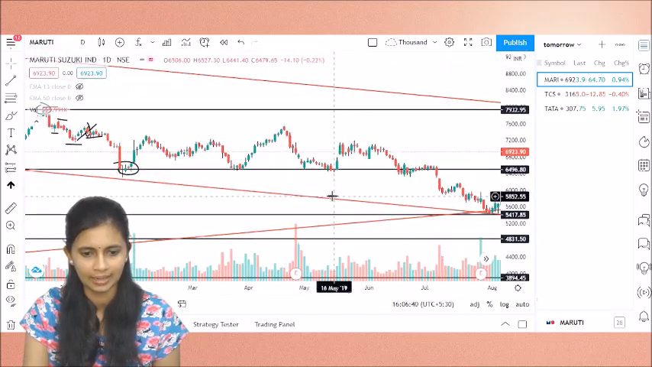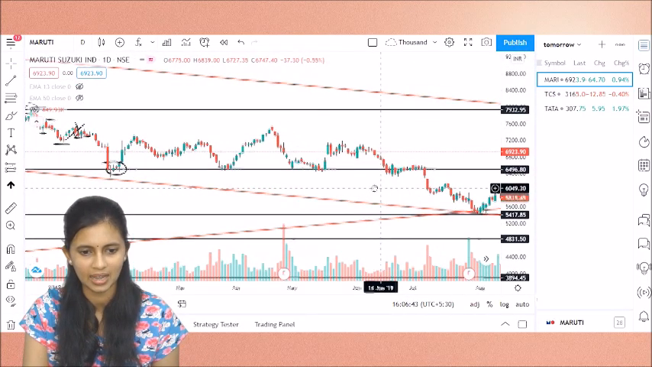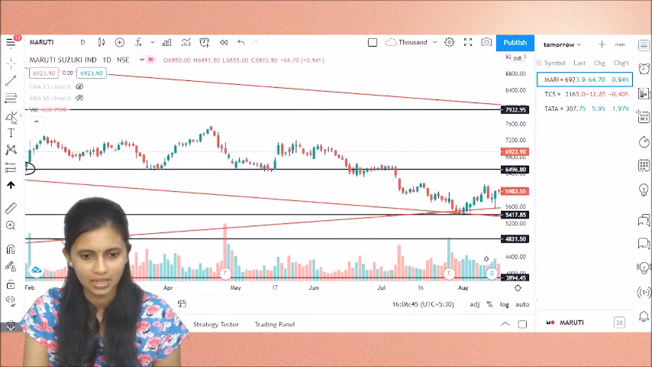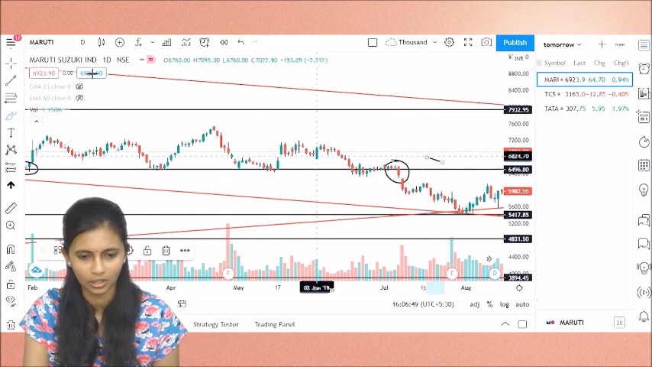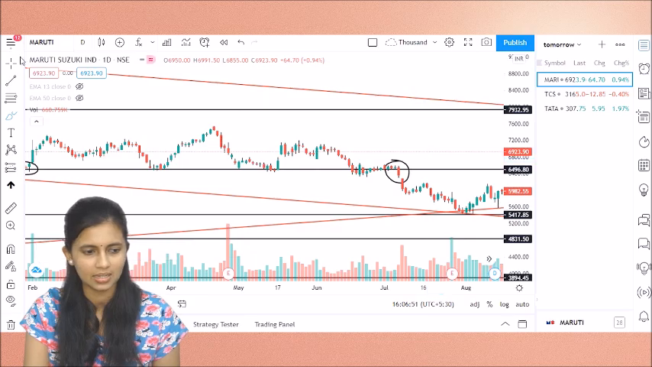And if we go on analyzing like that, everywhere that support line is touched, see, and once here this support is broken, you can see that stock started falling down. So here you can apply the strategy.